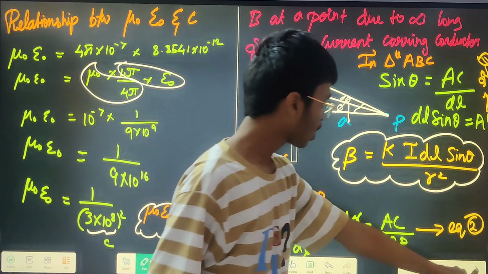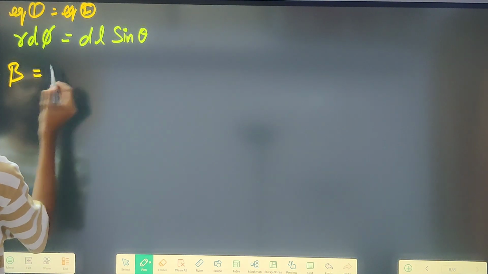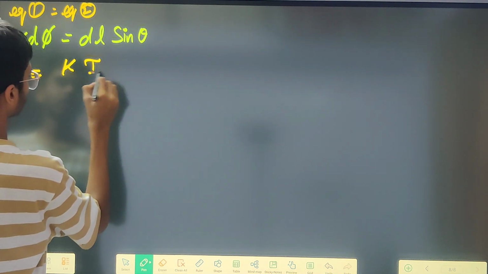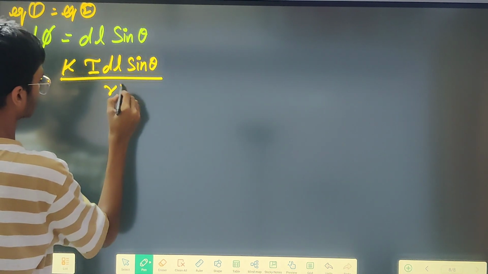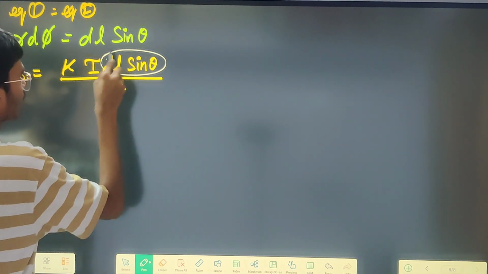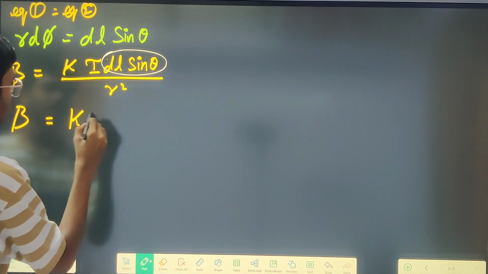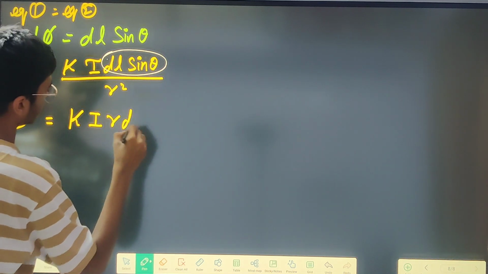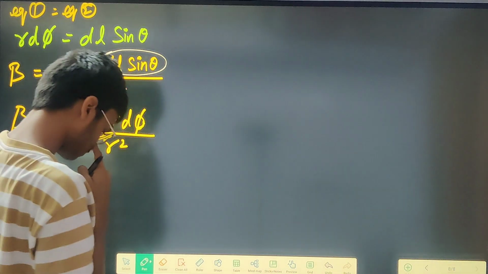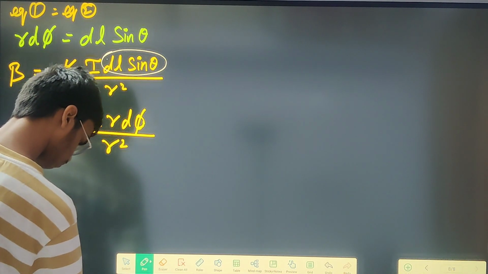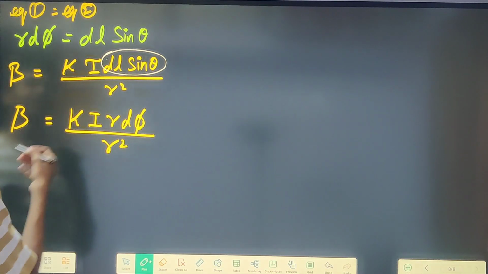So in this formula, the magnetic field is equal to K into I dl sin theta whole divided by R square. So instead of dl sin theta, I can write R d phi. So it is equal to K into I into R d phi whole divided by R square. Now we have got this. Now what I can do, the very good step, is integration.